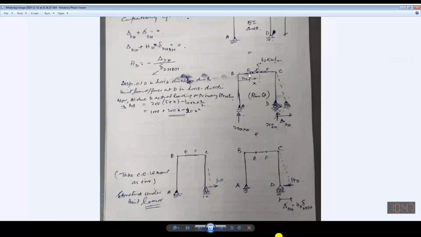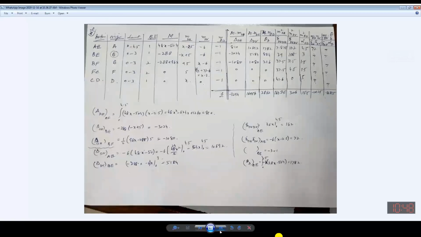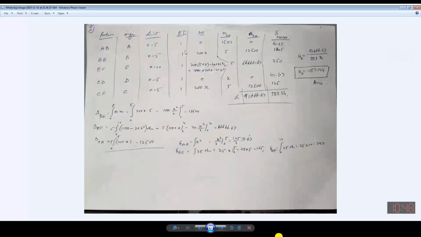So we see what is written over there. AB is 0 to 5. EI is constant. I have taken it to be 1. Moment is 0 for the vertical limb. I have explained it. For BE, that small segment, its length is 5, and this is taken to be 200 into X. Is it okay?